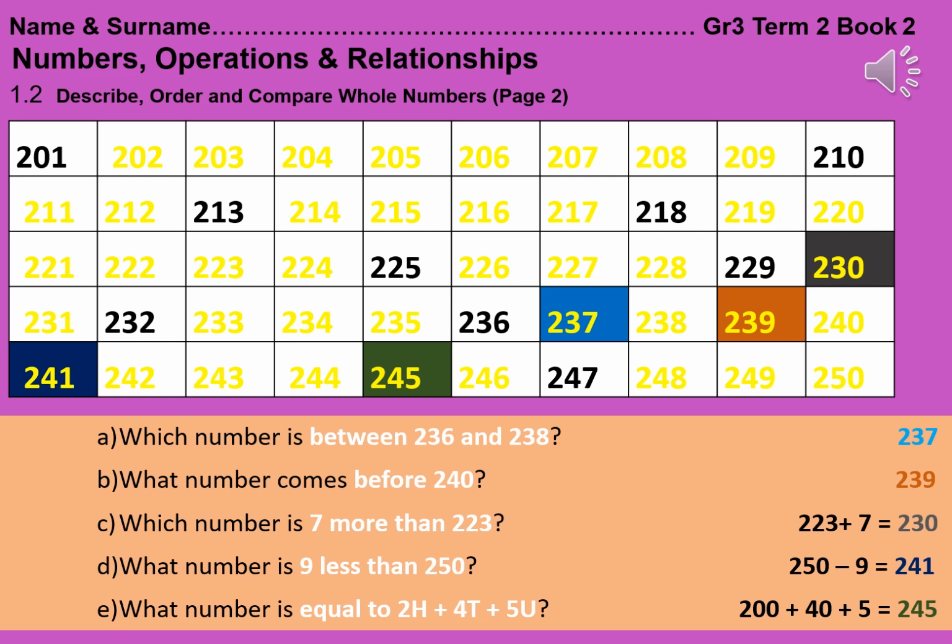And number E, what number is equal to 2 hundreds, plus 4 tens, and 5 units? So we take the numbers and we break it up. 2 hundreds is 200, 4 tens is 40, and 5 units is 5. Put it together, 245, which I've highlighted on the chart in green.